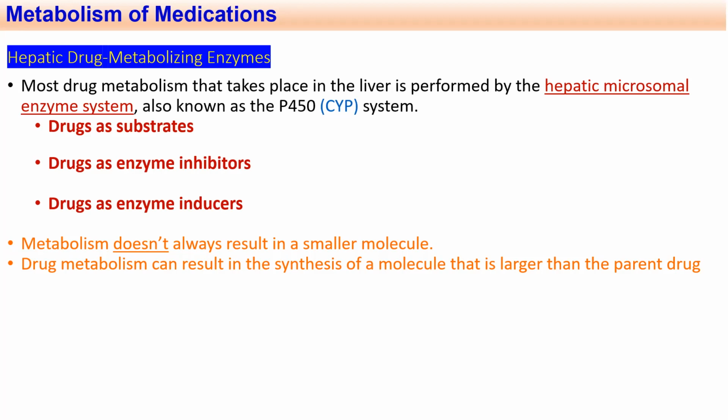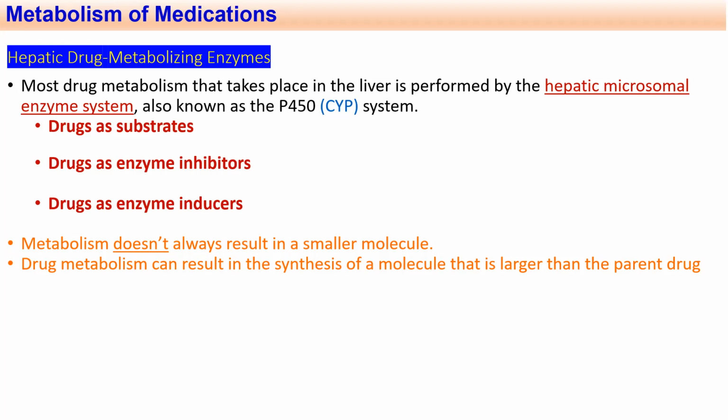The last one is drugs as enzyme inducers. These are the drugs that have the ability to increase the metabolic activity in the liver, what is called enzyme induction. So in these patients, drugs are being inactivated at a much faster rate. Higher doses may be required to achieve the optimal therapeutic effect.